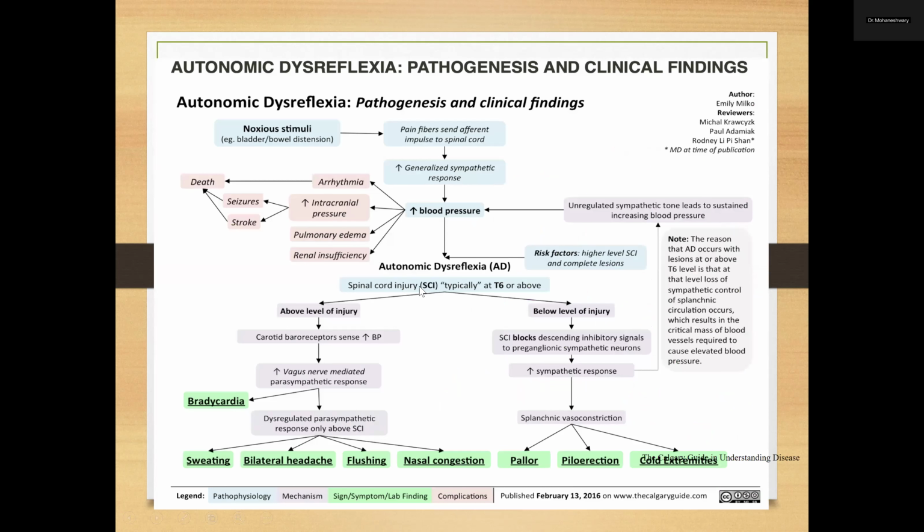Okay. All right. So as I mentioned earlier, AD. You have symptoms based on splanchnic vasoconstriction. Patients can have pallor, piloerection, or cold extremities. Whereas above the lesion, they can have sweating, headache, flushing, and nasal congestion. As you can see, there are two arms. Just look at the lowest arm there. This is how you divide your symptoms.